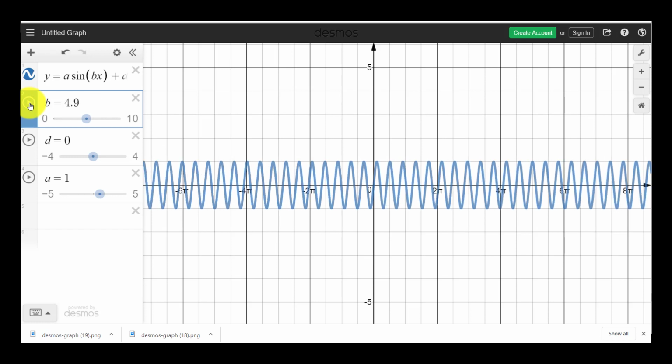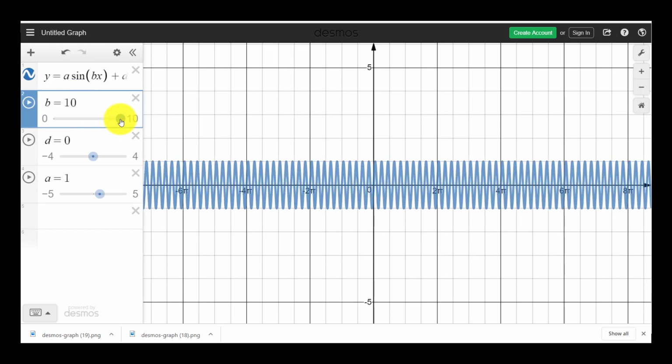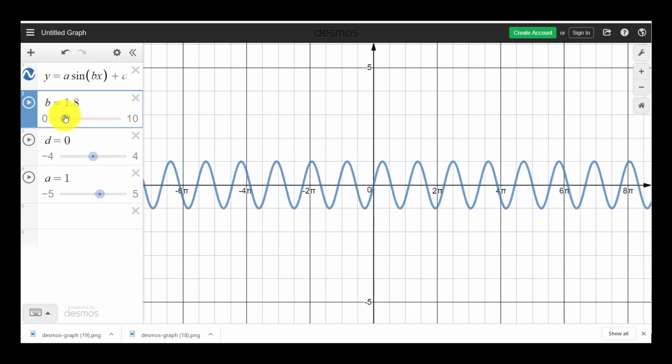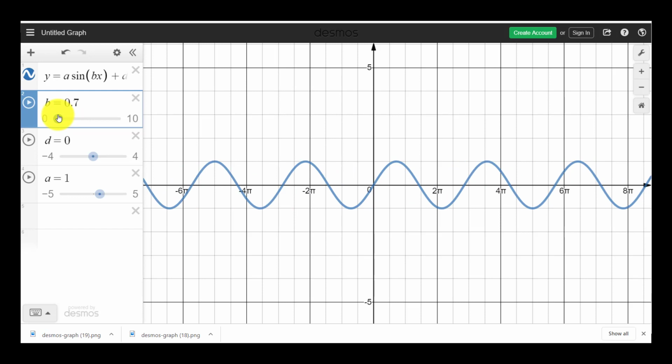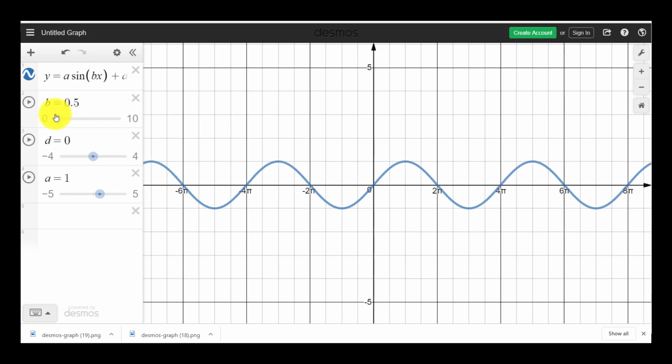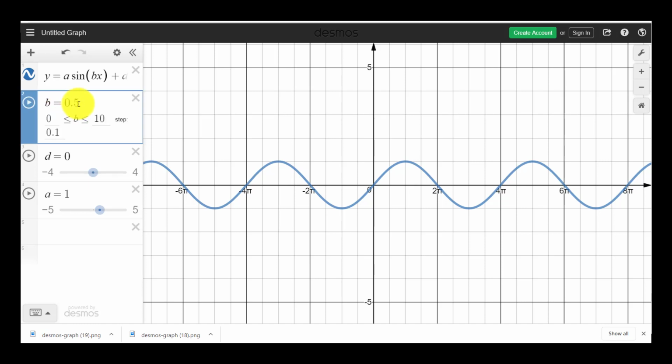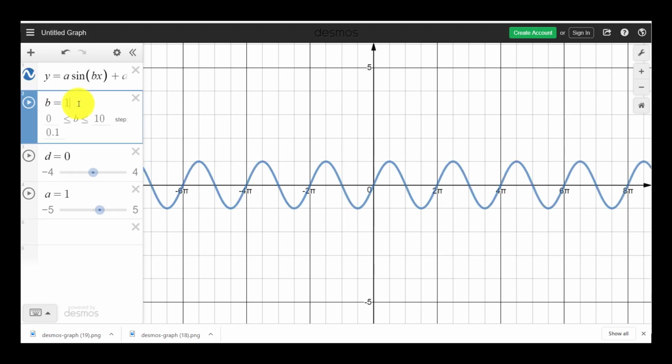So b is almost 5 then. If I go to 10, it's compressed it. If I go back to 2, it's expanded it. If I go to 1, it's like normal. If I go back a little bit more to say 0.5, it's stretched it out more. So it's done that expansion factor. Now our multiplicative identity is 1, so I'll just stick a 1 there again. So we're back to normal again.